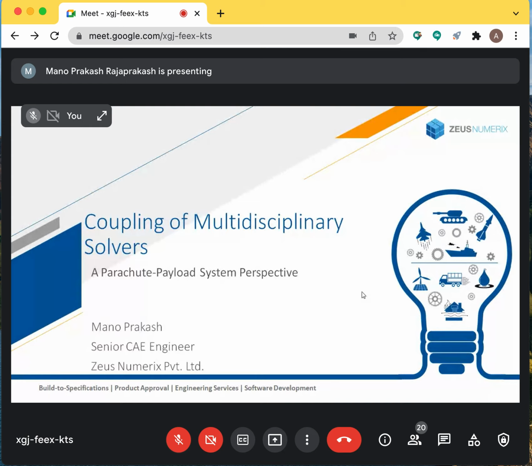So I'm going to talk about how solvers, or more to do with the coupling of multidisciplinary solvers. So it is going to be from a parachute payload system perspective. This I'll talk in detail as I go through the presentation.